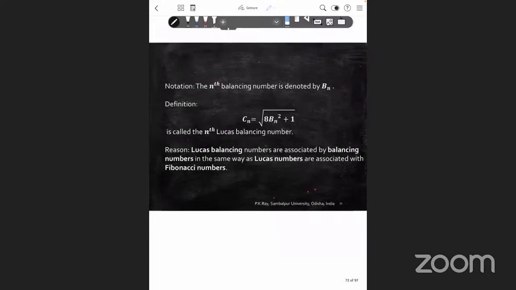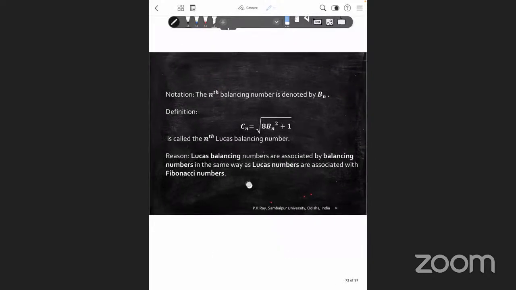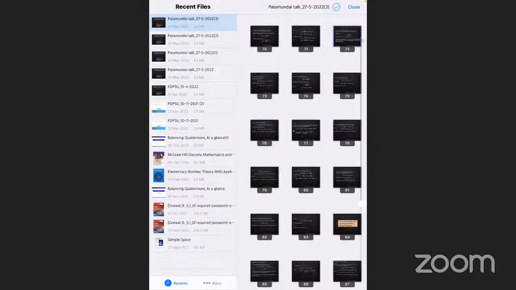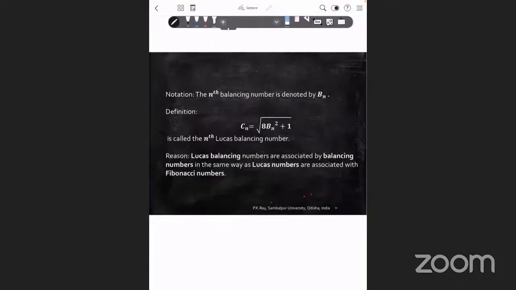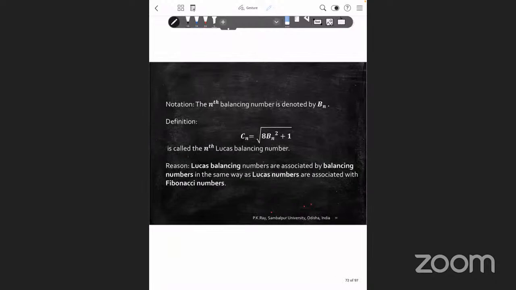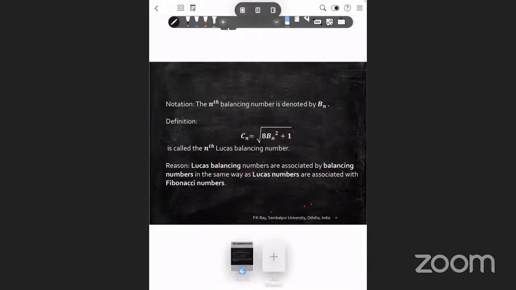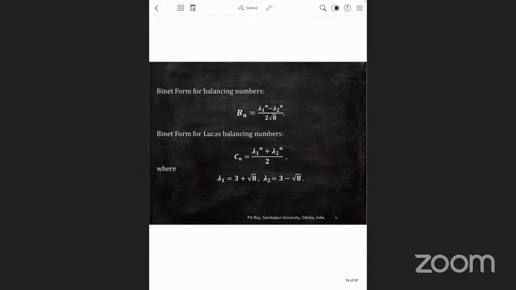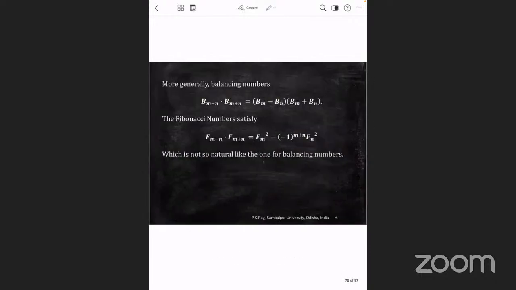So I think I should stop here because, yes, can you hear me? So any questions you have regarding balancing sequence? There are many things, but I don't have time to explain this one. I'm sorry. So I should stop here because I have another assignment now.